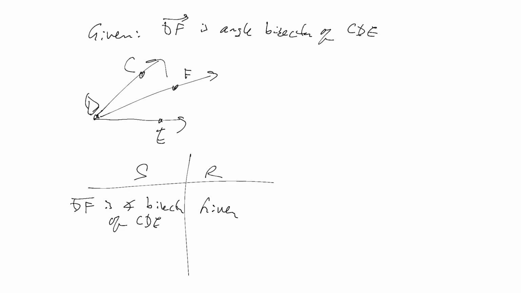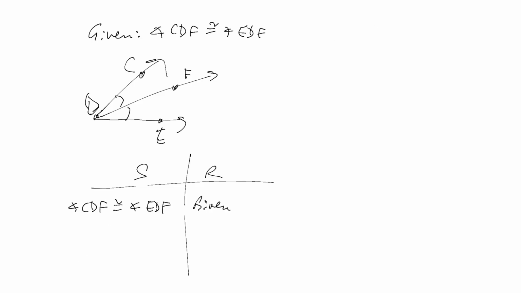In this picture, it's given that DF is the angle bisector of CDE, so you can make the conclusion that CDF is congruent to EDF, and you can just say definition of angle bisector. And I could change this question around a little. Instead of telling you it's an angle bisector, I can tell you that the two angles are congruent with the two pieces, and you can make the conclusion that DF bisects angle CDE, definition of angle bisector.